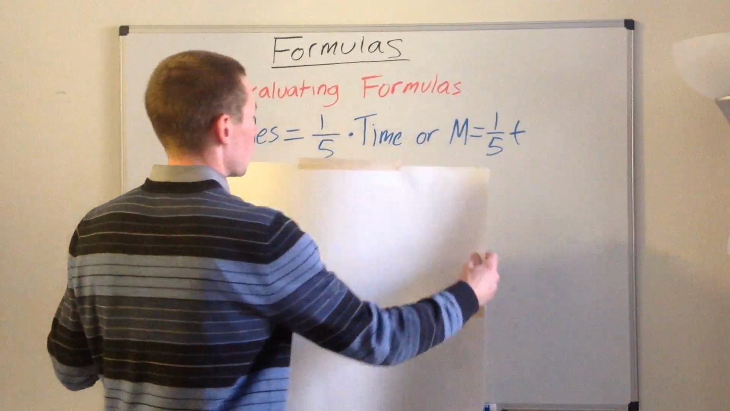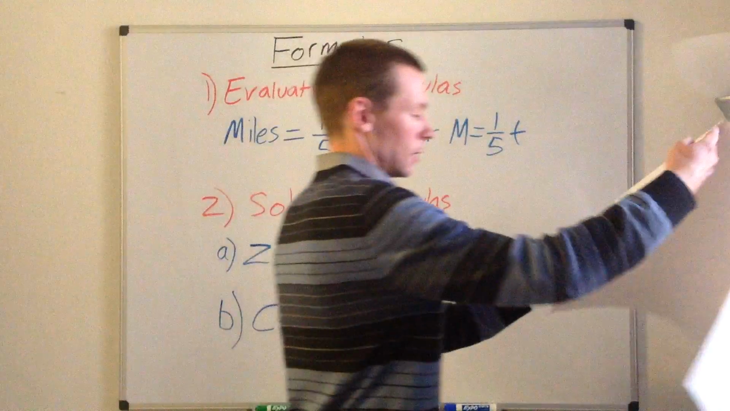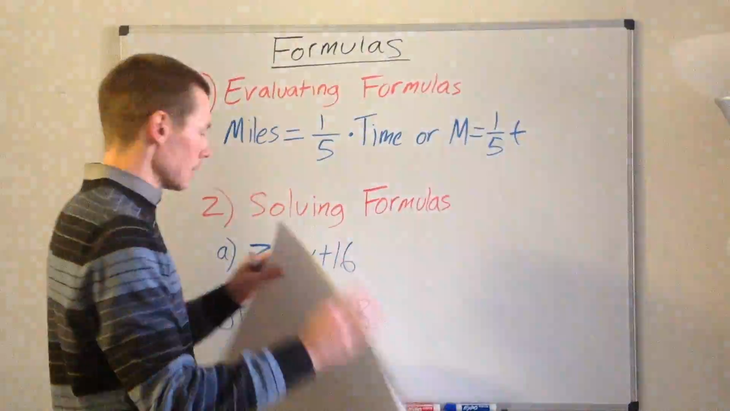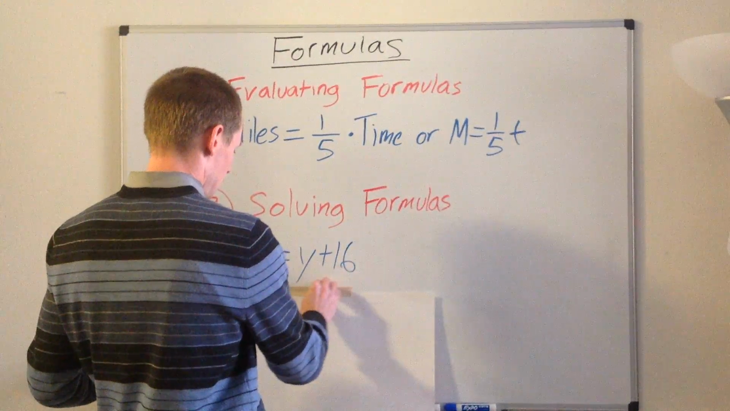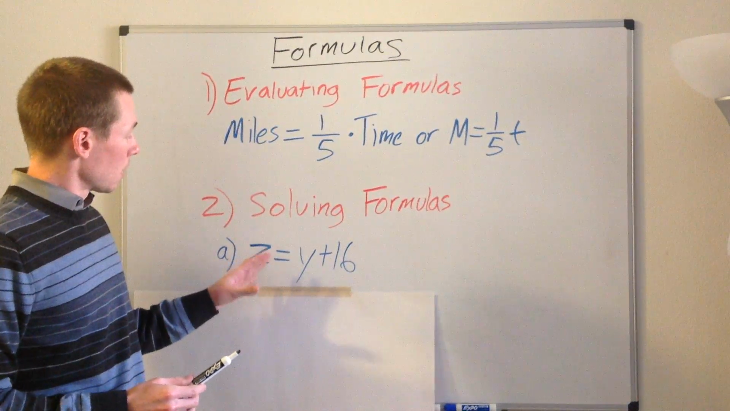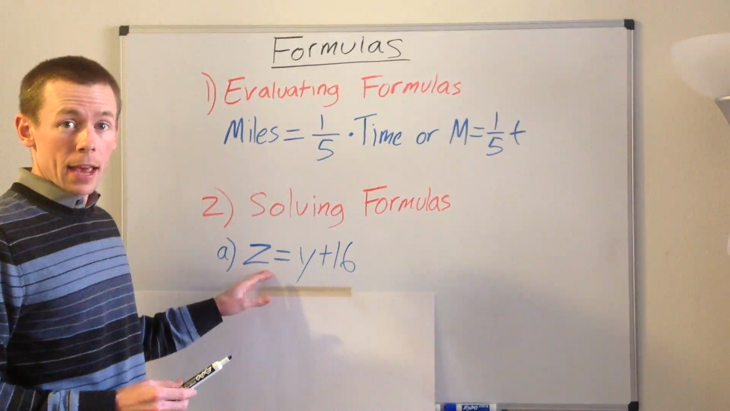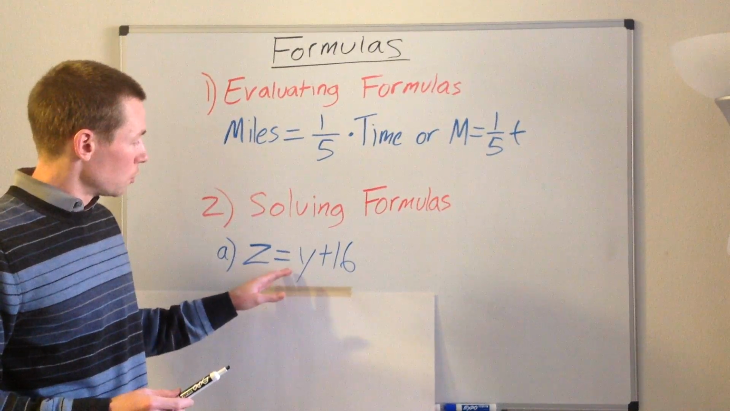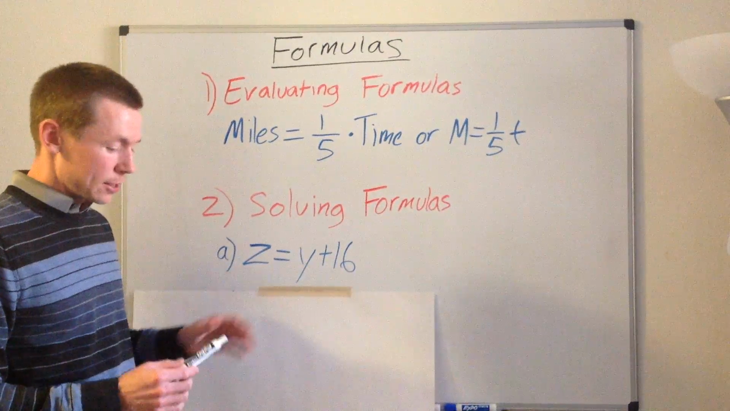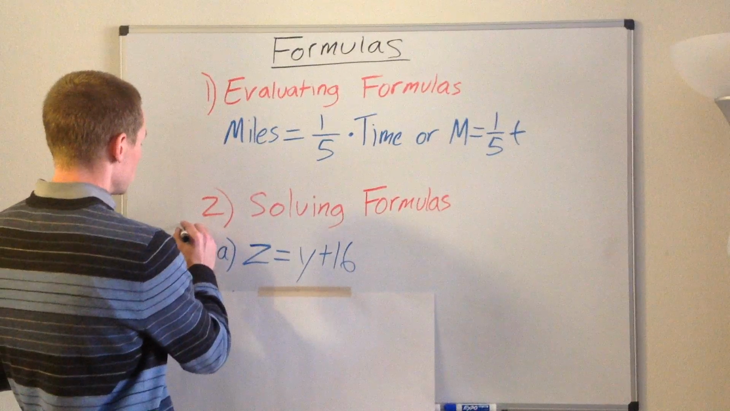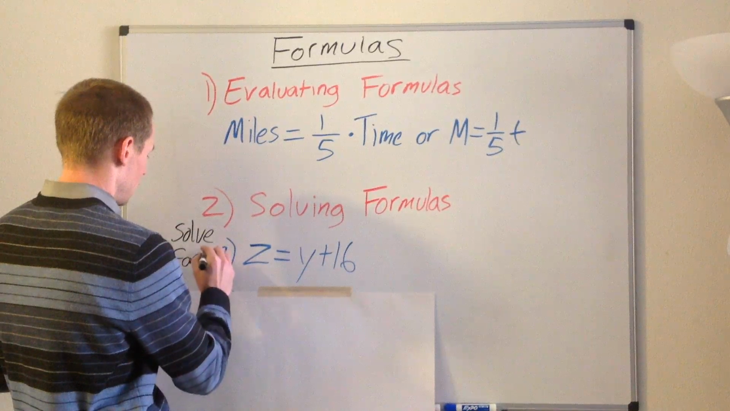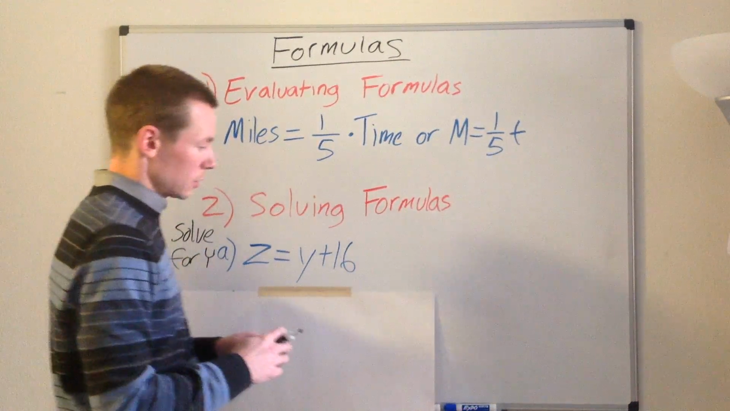But there's also solving formulas. The formula might be solved for one variable, and the question might ask you to rearrange the formula to get another variable by itself. Right now, z is by itself, and I want to know what it would look like if we solve for y.